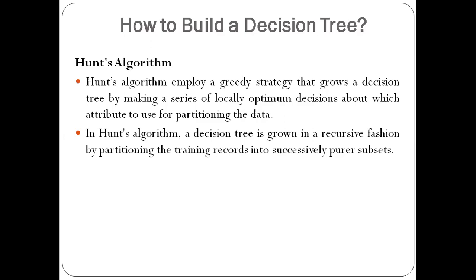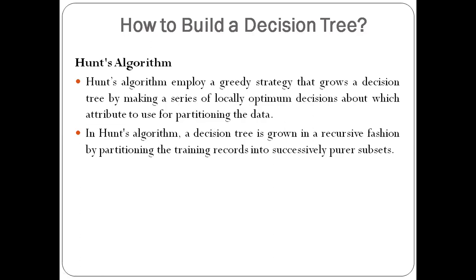So Hunt's algorithm is one of the algorithms that we will use in order to construct or build a decision tree. It uses the greedy strategy, growing a decision tree by making a series of decisions about the attributes or characteristics of the given records, so that it will be able to partition the data. Hunt's algorithm constructs the decision tree in a recursive fashion.